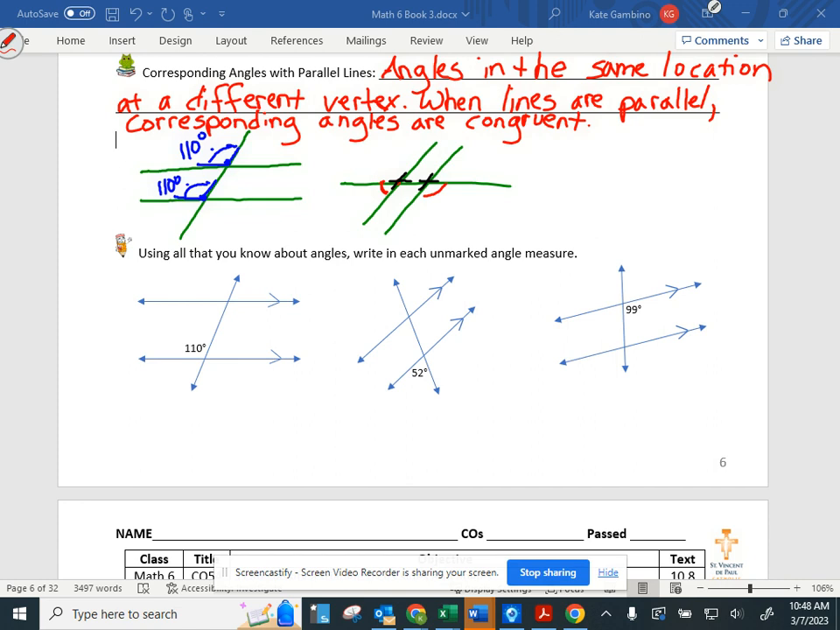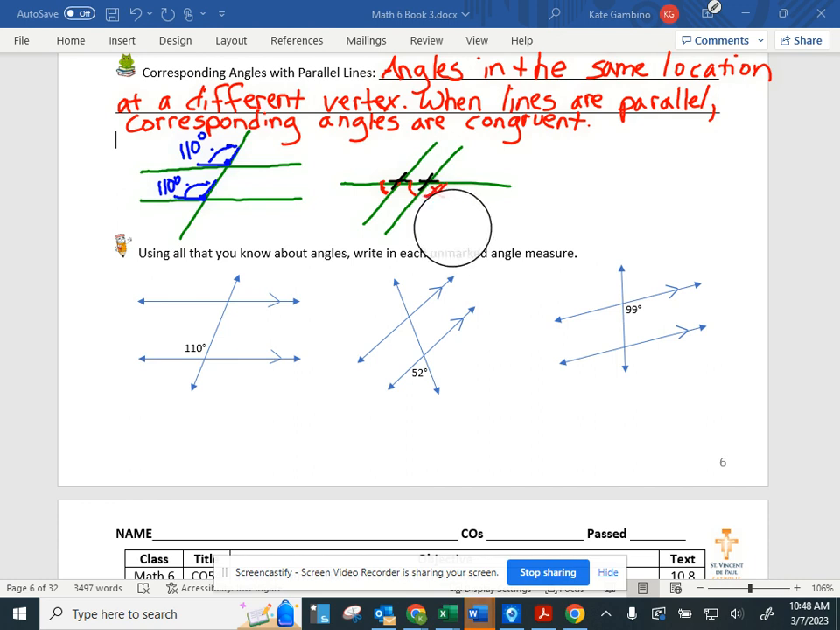Is that in the same location on the X? Oh, no. It would be right here, because we want that to be in that lower left corner. See how we have our X and it's in the lower left? Okay. So it needs to be in that same location. That lower left corner is going to correspond with the other lower left corner.